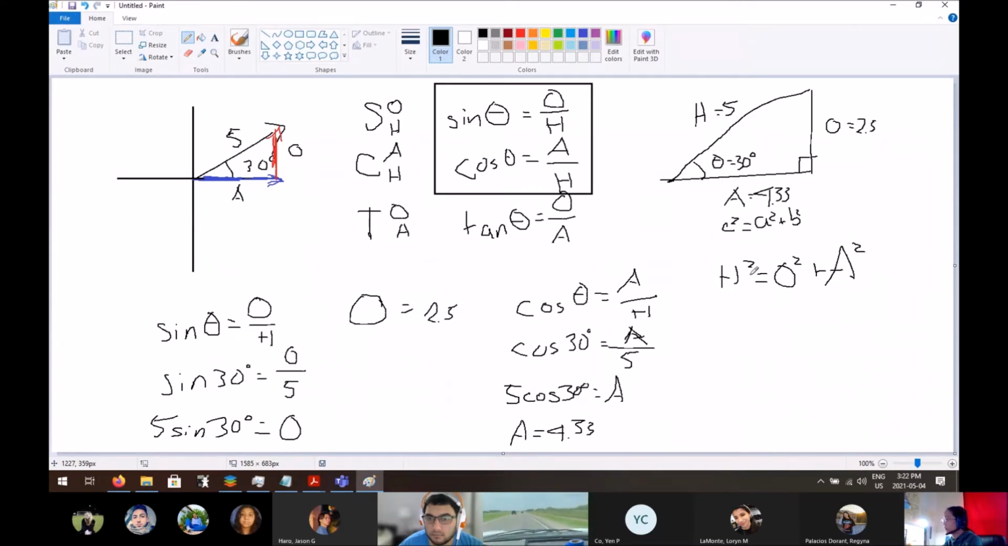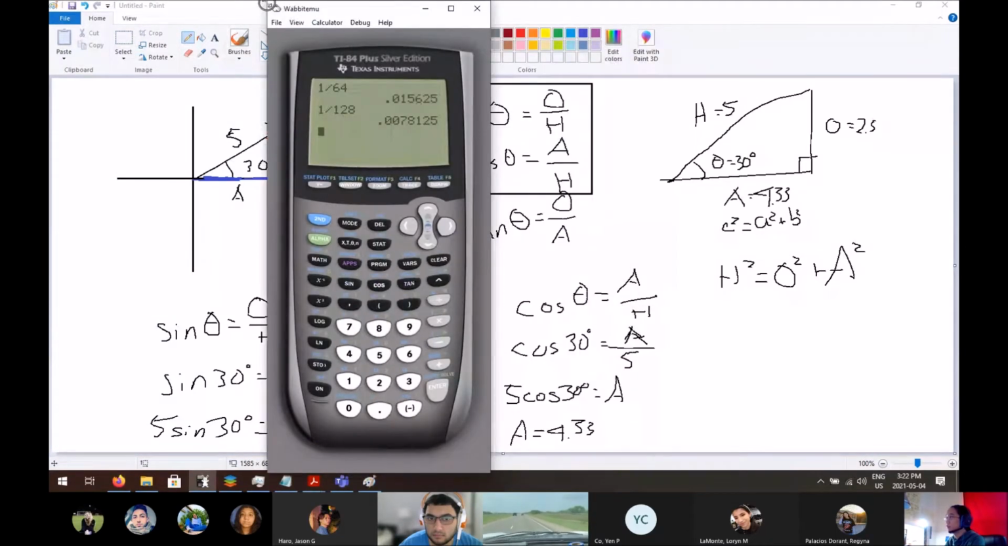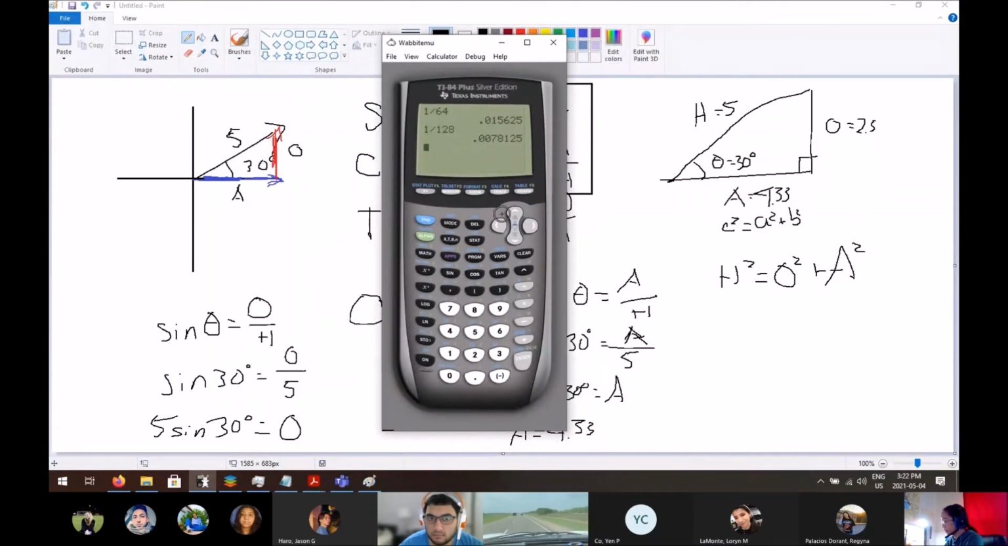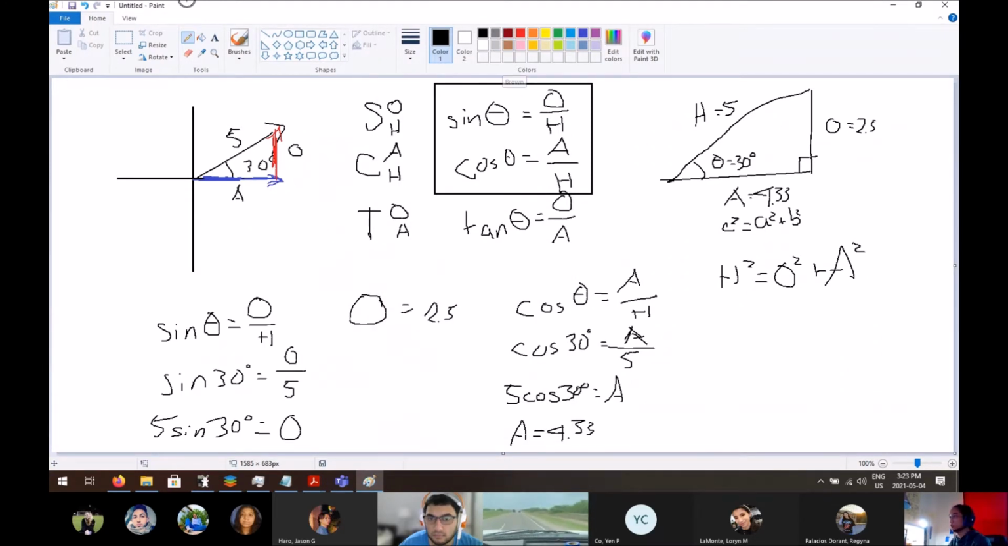So square root, you know what, I'm just gonna bring this up. Where's the square root button? Square root of 4.33 squared plus 2.5 squared is equal to, that's fairly close to 5, right? So see, math works. All right, moving on.